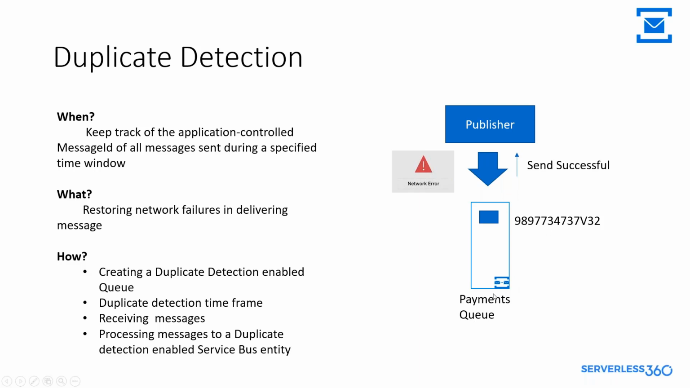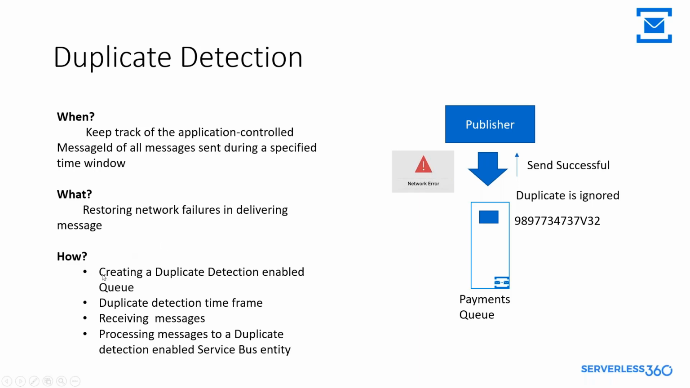So it is intelligent enough to understand when a message needs to be ignored, and this decision is made purely based on the message ID. So when I am dealing with a duplicate detection enabled queue, I should ensure that the message ID is properly constructed, so that it informs the queue to make a decision on whether the message should be ignored or accepted when a network failure scenario happens.